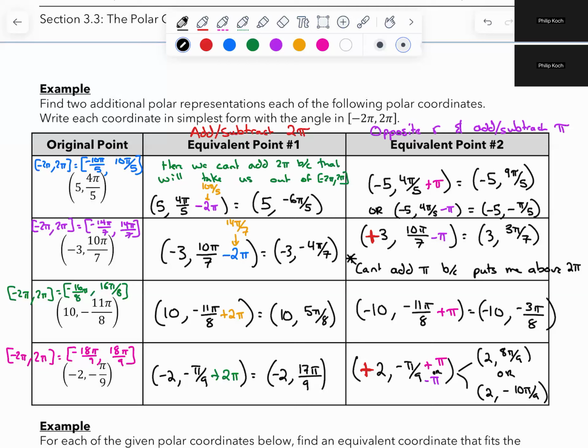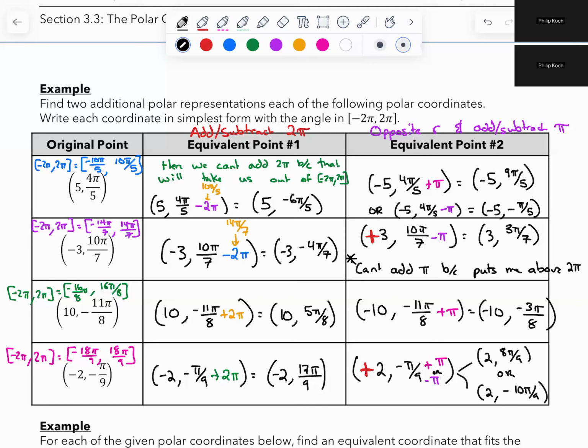For the bottom one, negative 2 pi to 2 pi would be negative 18 pi over 9 to 18 pi over 9. Because it's a negative pi over 9, if I subtracted 2 pi, once again I get outside of my interval, because I'm taking a negative number and subtracting 2 pi, which makes me definitely less than negative 2 pi. So I can only add 2 pi to get another angle, and that's really 18 pi over 9. So negative pi over 9 plus 18 pi over 9 gives you 17 pi over 9.